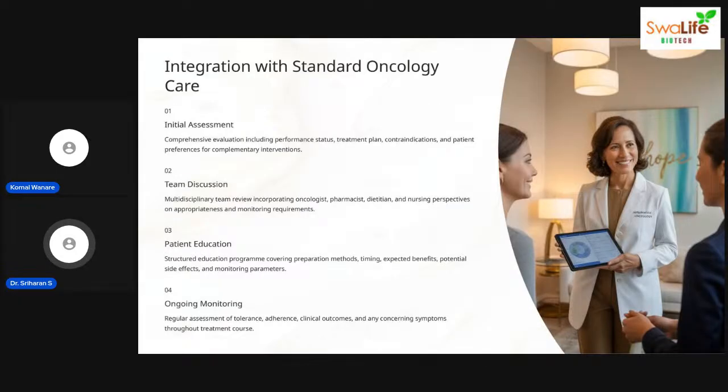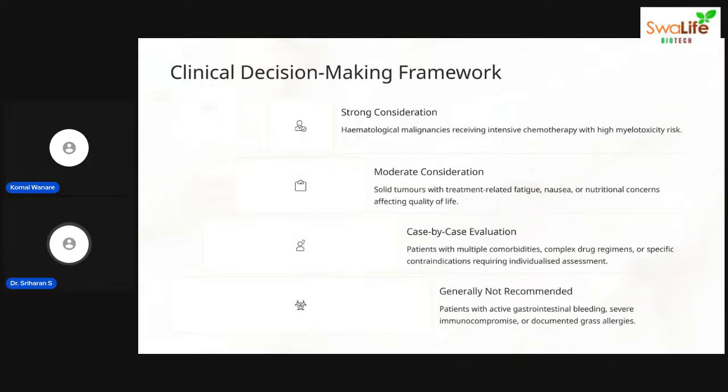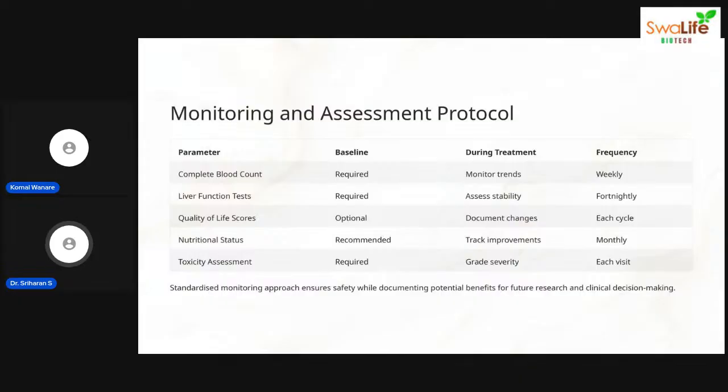So in here, integration lesson, ongoing monitoring. Monitoring assessment is very important. If we want to monitor the CBC, it is because a neutropenia count takes place. We want to monitor the CBC and liver function test also. Based upon that we can use it in future for renal impairment cases. Likewise we can use bilirubin and albumin.